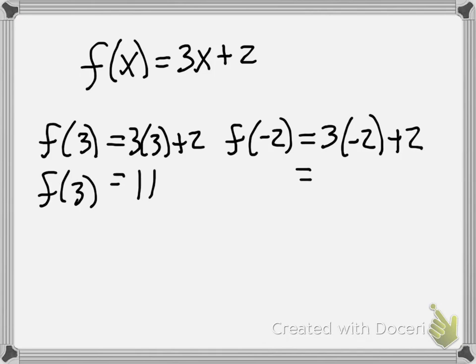Well, 3 times negative 2 is negative 6. So we have negative 6 plus 2. And negative 6 plus 2 is a negative 4. So that means f of negative 2 is equal to negative 4. So it doesn't matter if you're dealing with positive numbers or negative numbers. It's still dealing with function notation. And if you need anything from the screen, go ahead and get it. I'm going to clear it out.